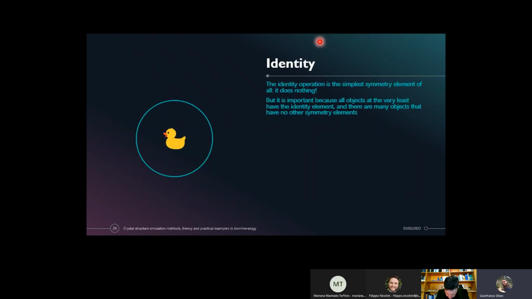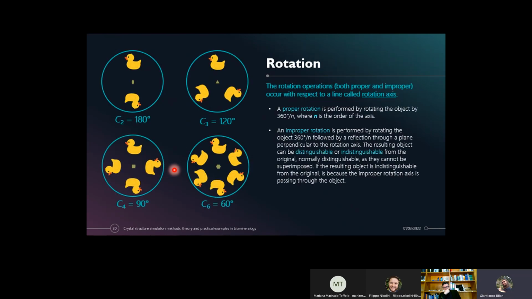Let's take the trivial symmetry operation, that is the identity. Here we have the space, our object, and here we have the element that is repeated by the symmetry elements. Identity: we have our duck in the center of this circle. The identity does nothing to our object. The object is still. Let's take the rotation.